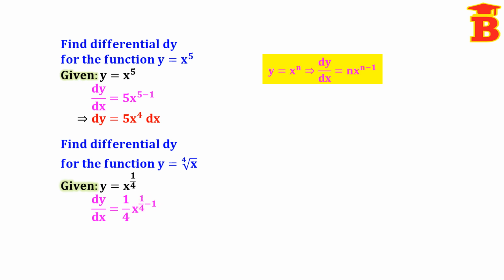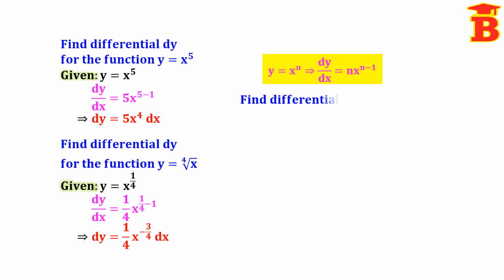Now the differential is dy. So just cross multiply dx, we can get the answer. So therefore dy equal to 1 by 4 x power, taking LCM, this 1 by 4 minus 1 is minus 3 by 4, into dx.